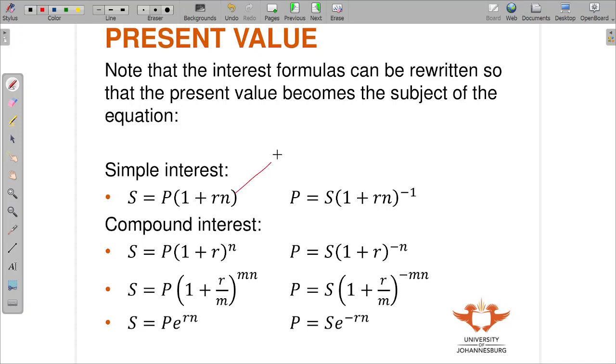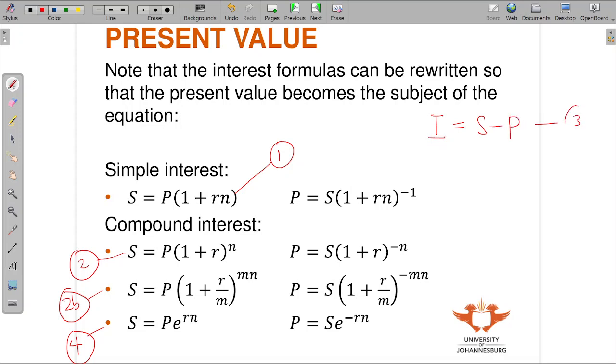We call it equation 1. This equation was called equation 2. This equation was called equation 3. And this equation is equation 4. No, this is equation 2b. And then the one we call equation 3 is when we say interest is this minus this. That is what we call equation 3.